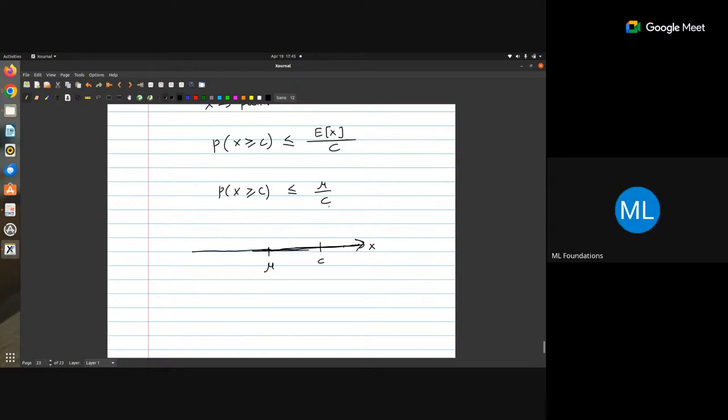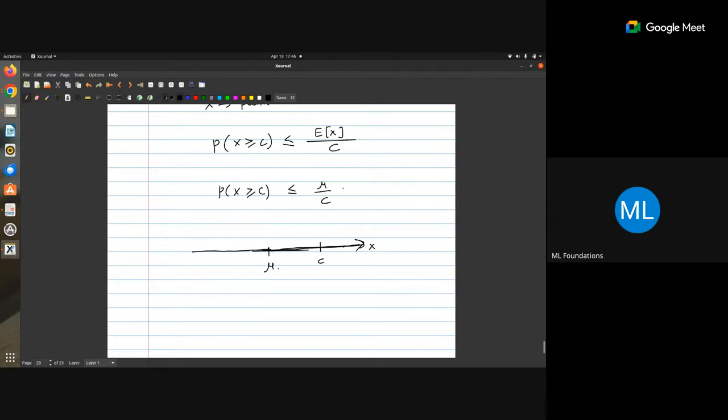You want to find the probability greater than C, but C is actually less than mu. If C is less than mu, then this will become greater than 1, right? And that is not possible for probabilities. C can be either mu or greater than mu. So then C has to be on the side greater than mu, always. It should always be on the right side.